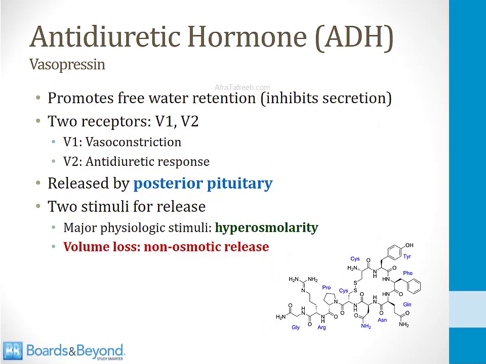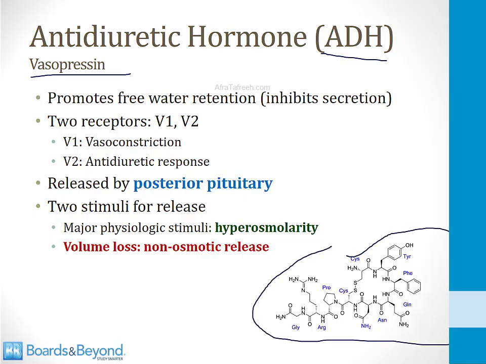Antidiuretic hormone is often called ADH. It is also sometimes called vasopressin because it can raise the blood pressure. It's a large peptide hormone. Note that it has a very different structure from the steroid hormone aldosterone. And what ADH does is it promotes free water retention and inhibits secretion of free water by the kidneys.